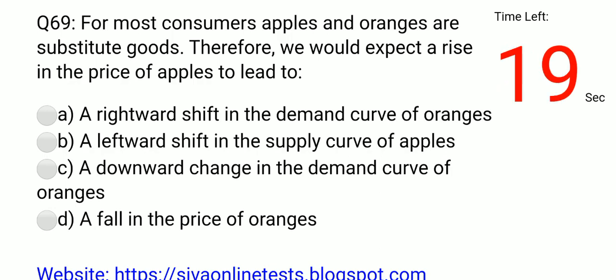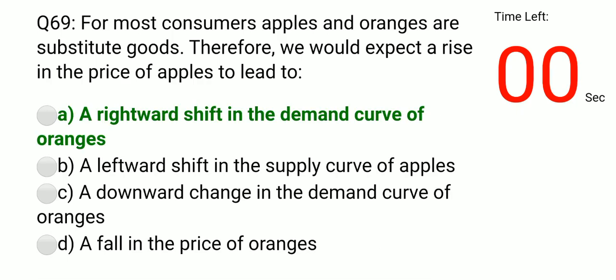Options. A. A rightward shift in the demand curve of oranges. B. A leftward shift in the supply curve of apples. C. A downward change in the demand curve of oranges. D. A fall in the price of oranges. Answer. A. A rightward shift in the demand curve of oranges.